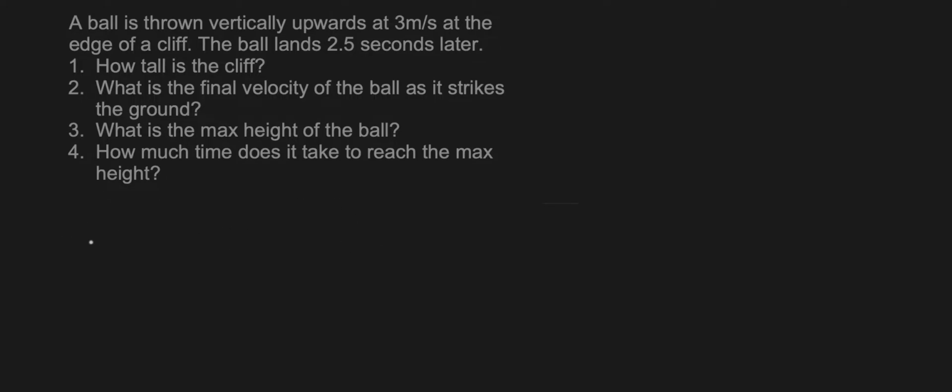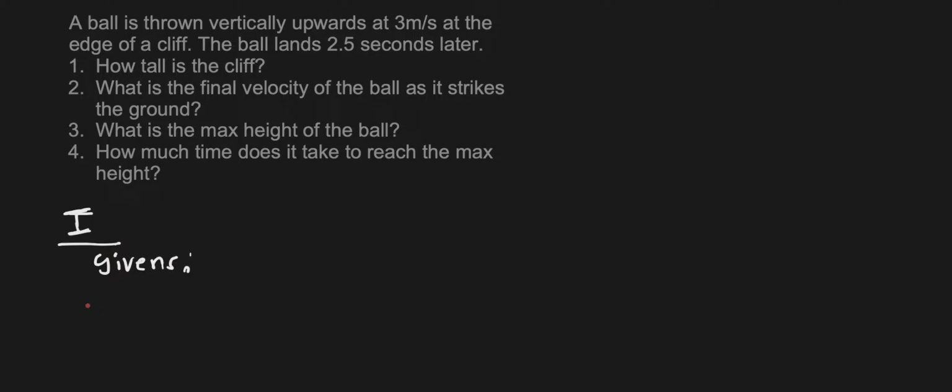Okay, let's see how to solve this. So let's look at the IDEAS method. Let's first identify what we're given in this problem. We're given that the time it takes for the ball to land is 2.5 seconds. So time, let me specify this is a given. So these are the givens for this problem.